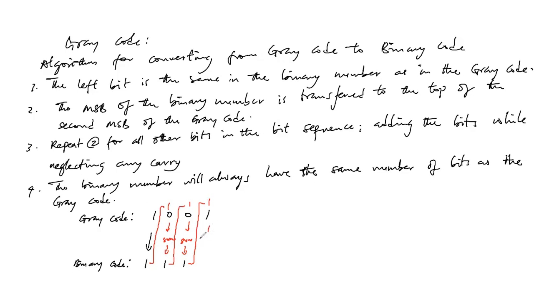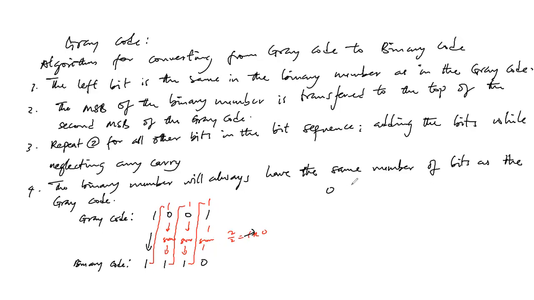Then we add. So 1 plus 1 is going to give us 2. 2 divided by 2 is 1, remainder 0. So document the 0, neglect 1. Right? And go with them. Then let us look at another example.